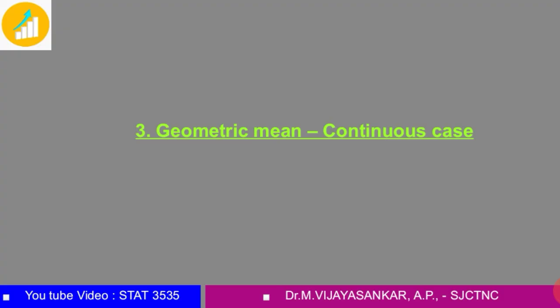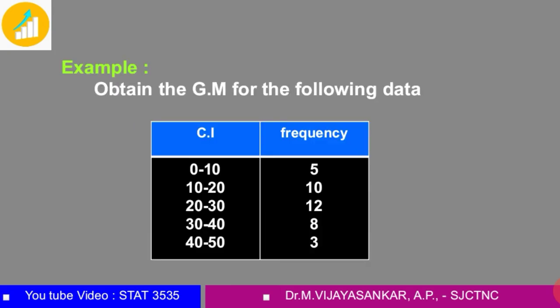The third problem: how to calculate the geometric mean for continuous case data. Example, obtain the geometric mean for the following data. Here the class interval and frequency are given. When you see this class interval and frequency, that given data is called continuous case data. Using this continuous case data, we are going to calculate the geometric mean.